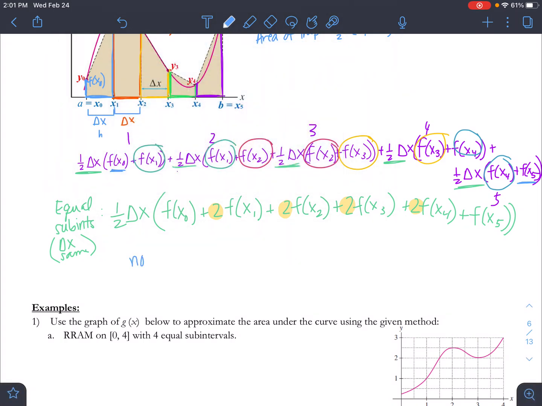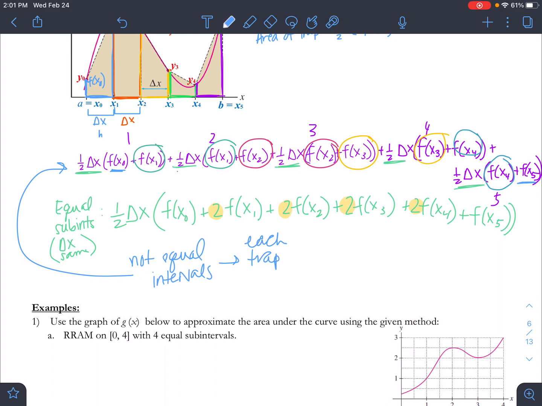If it is not equal intervals, you have to do each trapezoid separately, because delta x is not the same for every single one. So basically you'd have to do something like this.